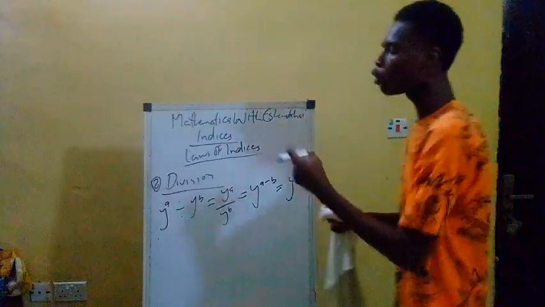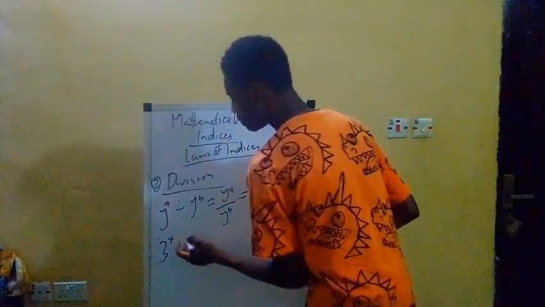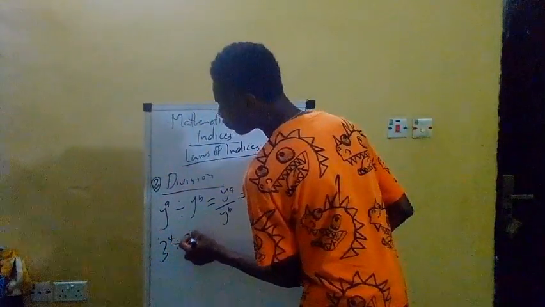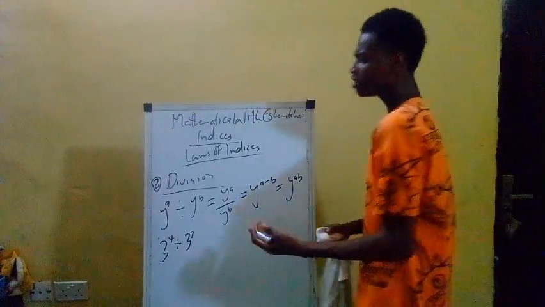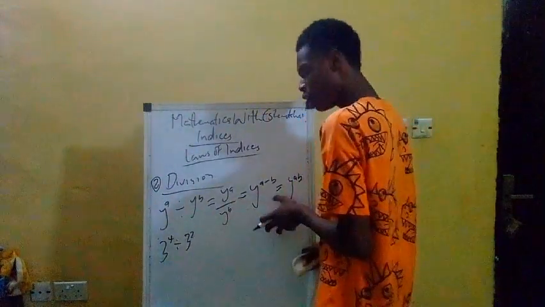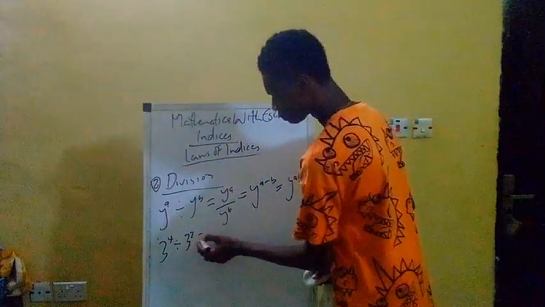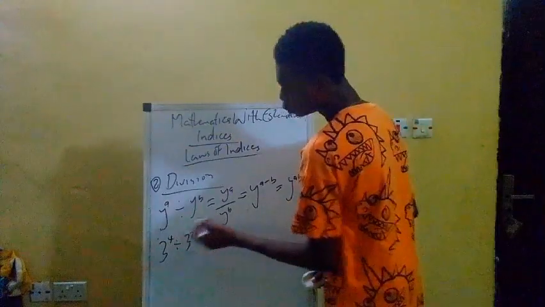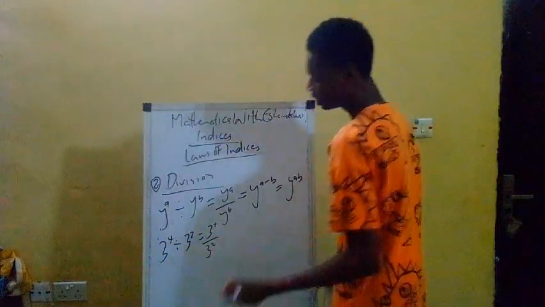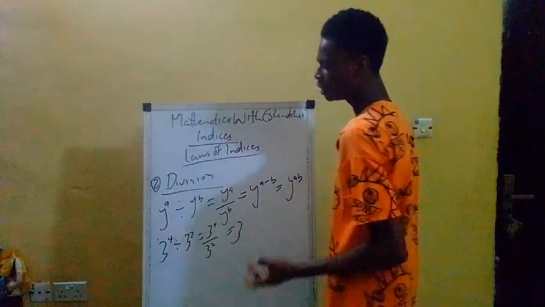Now, with this law, let me use an example. Now, if we have 3, we have 4 here, then we have divided by 3 raised to power 2. Normally you can get from here to here, but let me still explain more for you. Now, let's do this. 3 raised to power 4 over 3 raised to power 2. It's the same thing though. So you put 3 here, you pick one of the 3.